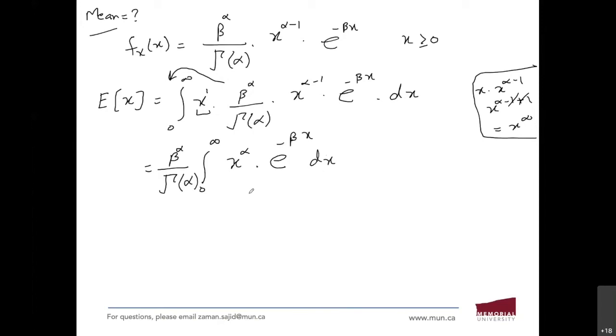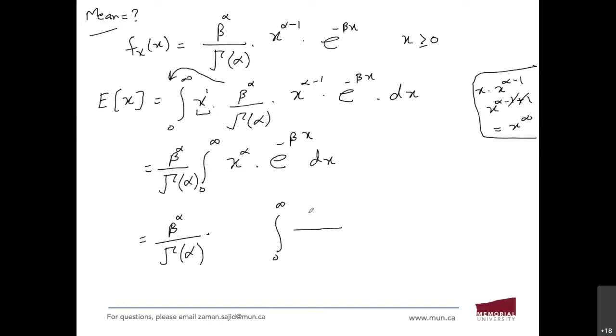Now, in order to solve this integral, we have two ways. The first, I can use integration by parts. The second is I can use multiplication and division. So I'm going with the second method because integration by parts will be very complex for this function. So what I'm going to do here, I have the beta power alpha over gamma function of alpha. Now I'm going to leave a little bit of space here because I need to write down the integral here, 0 to infinity.